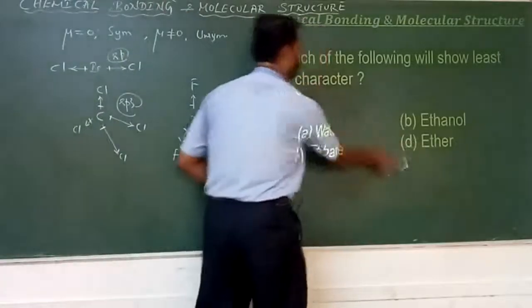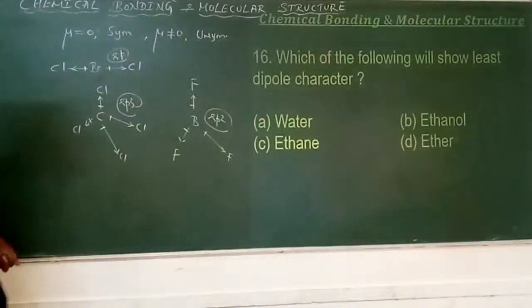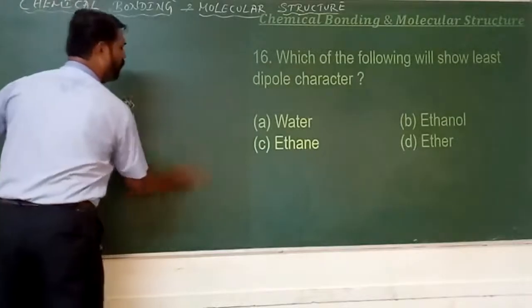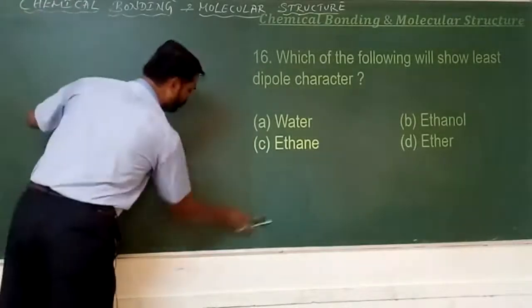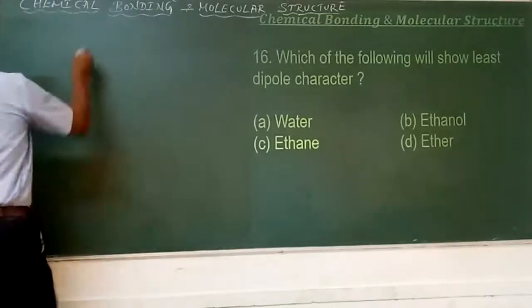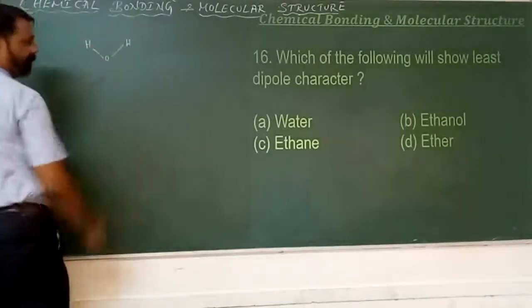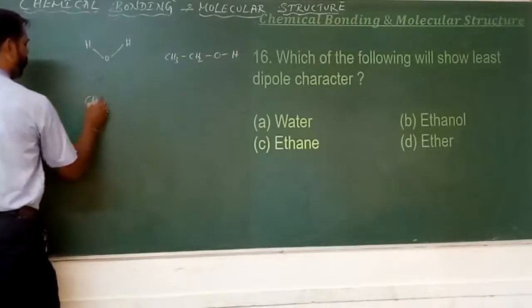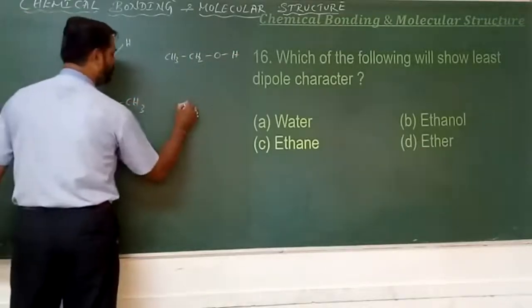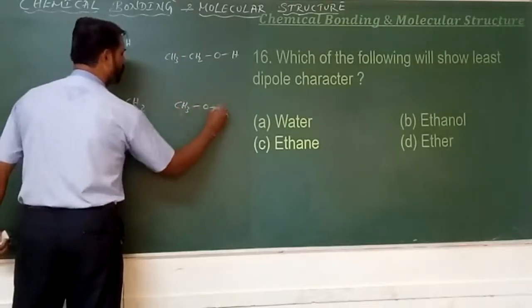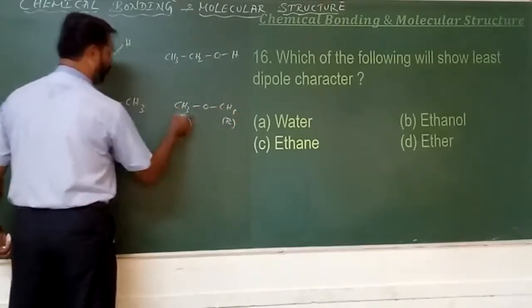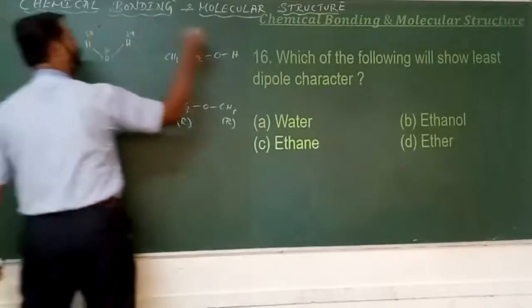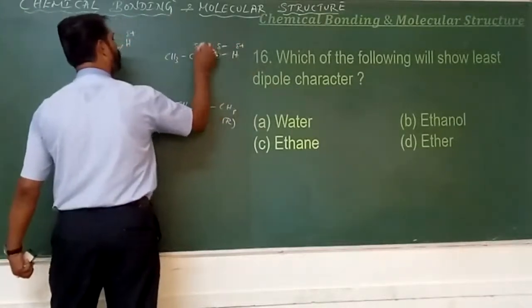Next, which of the following shows the least dipole character? Which will have the least dipole character? Water, ethanol, ethane, and ether. Water has a V shape. Ethanol. Then ethane. Then ether, CH3OCH3, generally R and R also alkyls. So here this is electronegative and these two are electropositive. This is electropositive, this is electronegative.